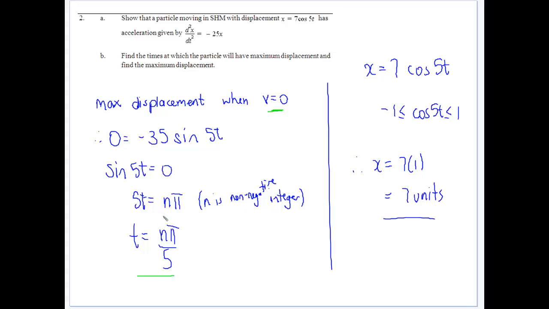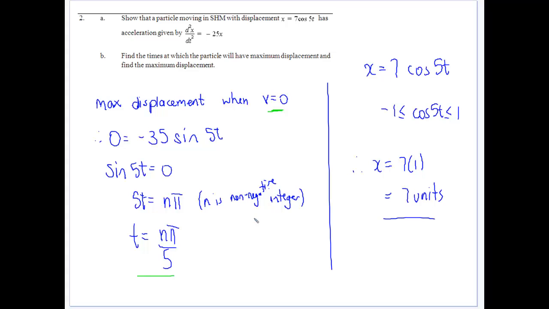So again, we've just solved and got a formula that will allow us to get the general solution of sine 5t equal to 0. Notice that n is a non-negative integer. So we have that situation.